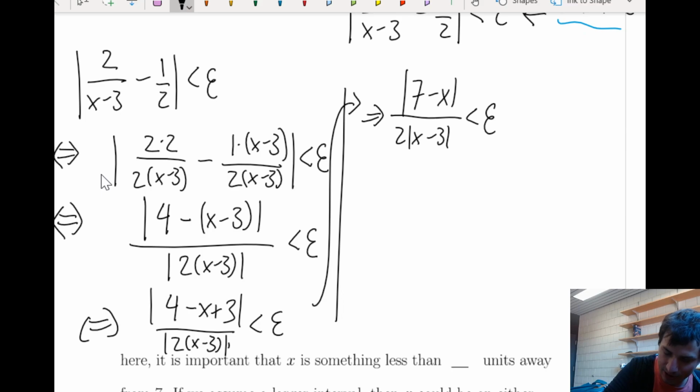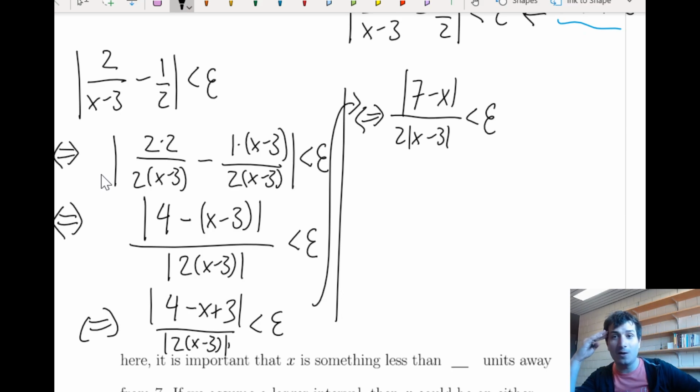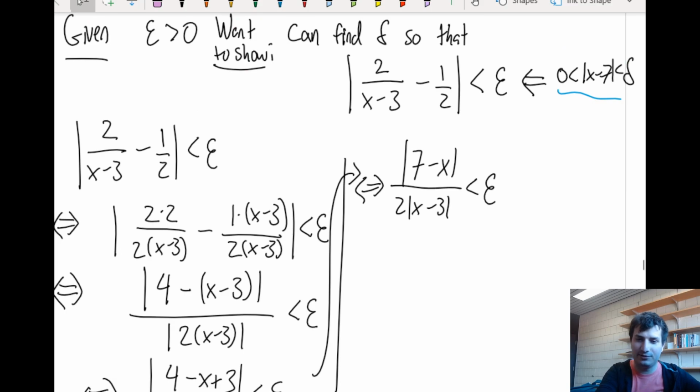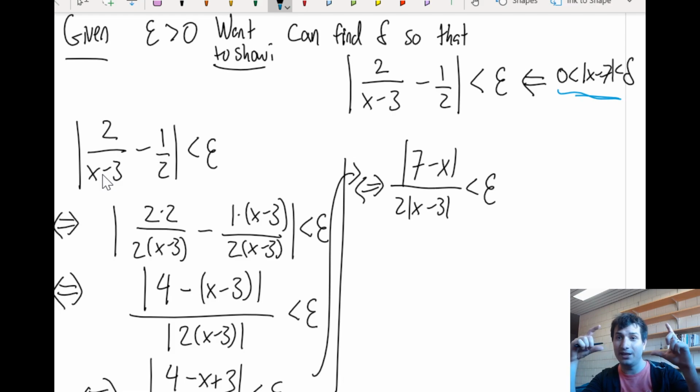Okay, all of the steps so far are reversible. All we've done is rearranging the equation. And now I can see the target. The target is x minus 7. I have 7 minus x, but it's inside an absolute value. And inside an absolute value, you can flip things around. Flipping things around is just a minus sign. It's multiplying by minus 1.